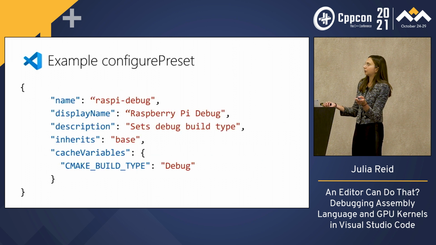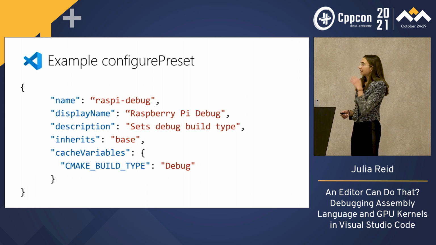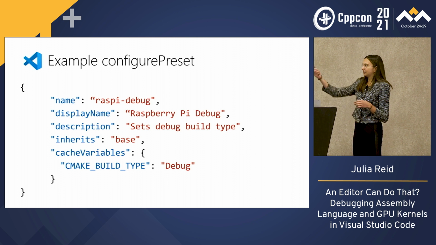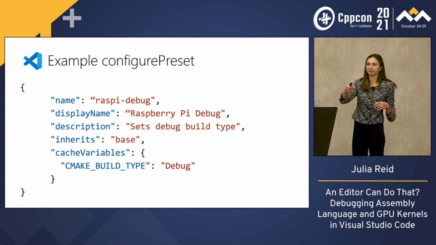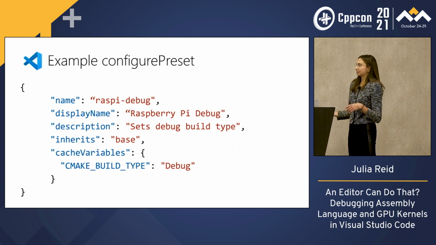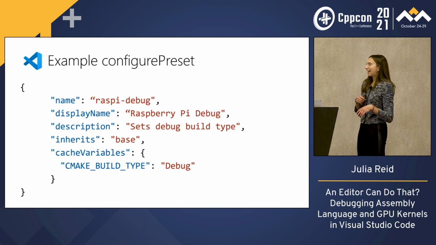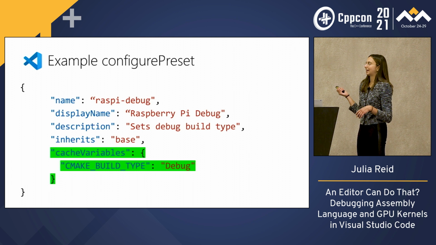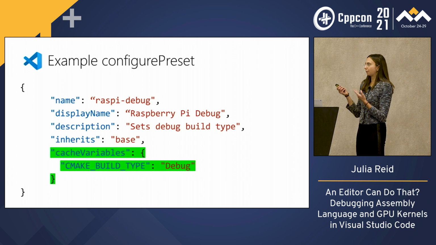So here's an example of the debug preset that I used in my CI pipeline that you just saw. Each preset has a unique name, raspi-debug. That's what you would use if you were invoking this from the command line. That's what you would pass to CMake with the --preset flag. It also has a friendly display name. That's what you would see in the CMake Tools UI in Visual Studio Code. And if you look at this example configure preset, all it's doing is setting the CMAKE_BUILD_TYPE cache variable to Debug.